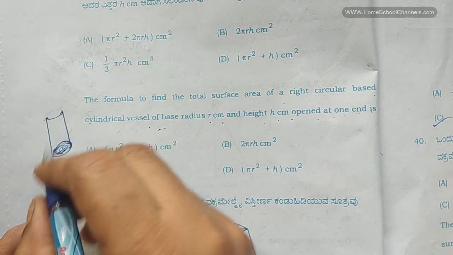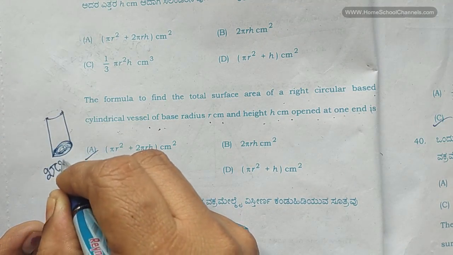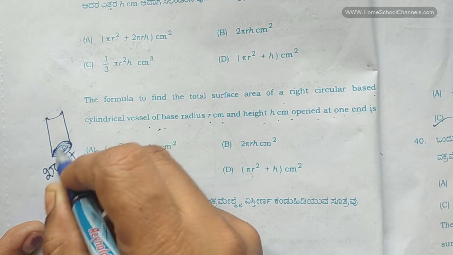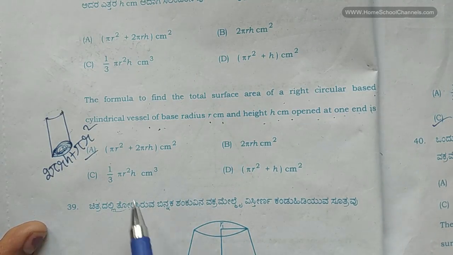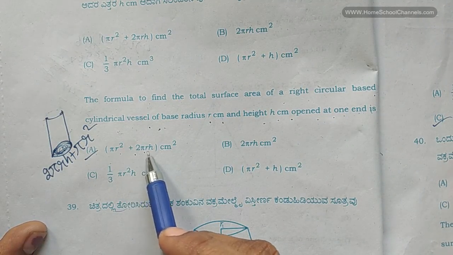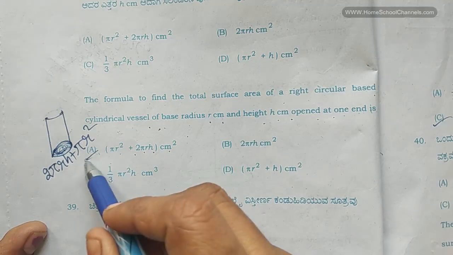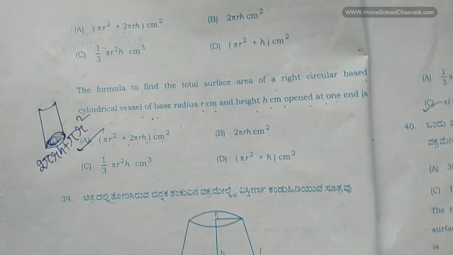CSA of a cylinder formula is 2 pi rh plus area of a circular base pi r square. Check for the option here. Pi r square plus 2 pi rh centimeter square. Yes, option A is the right answer.